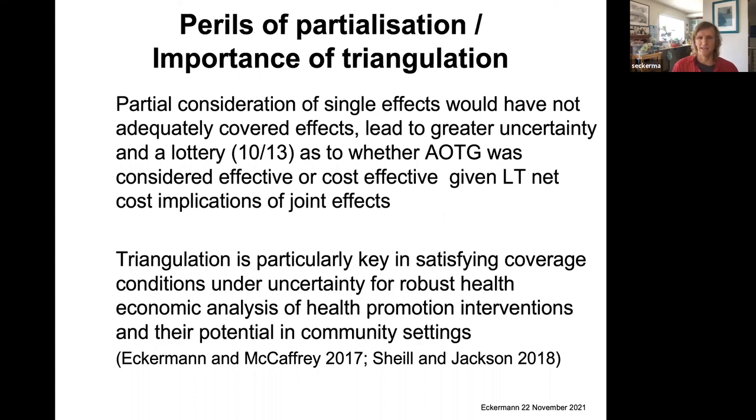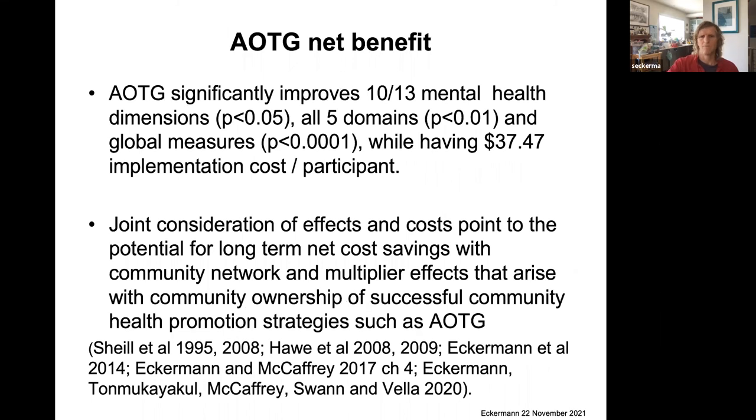The triangulation is particularly key because we then showed it was highly effective, regardless of whether you looked at a domain level or even greater, highly statistically significant at a global level. And then in terms of the interpretation overall, this was an intervention which only cost $37 per participant. It was a health promotion intervention in sports-based settings for mental health. And the long-term cost reductions you get from improving effects are likely to be much greater than that. So in reality, it's really pointing to this being a dominating strategy if we appropriately have coverage to allow for the long-term treatment effects and cost savings associated with the high levels of effects on all dimensions.